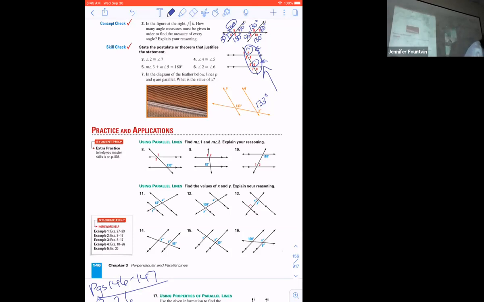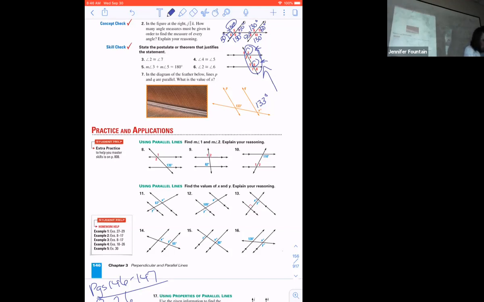All right, look at number 10. We're needing to figure out angles 1 and 2. So what is angle 1 going to be? 118. Okay, so 118, why? Alternate interior postulate. Okay, so we've got the alternate interior postulate.